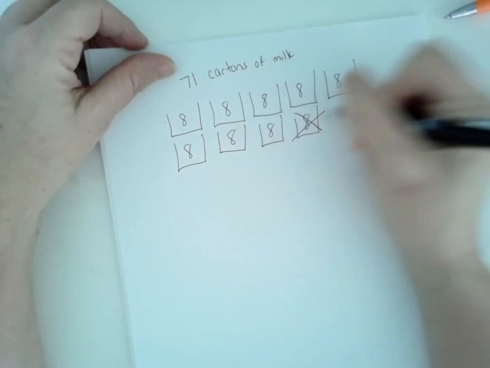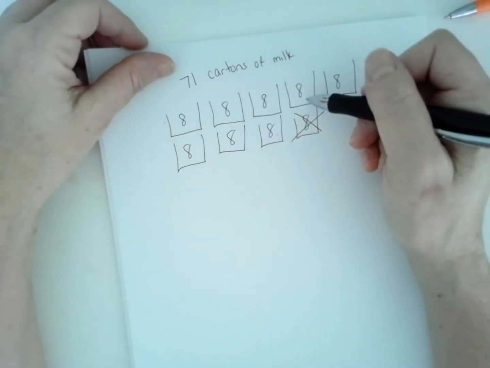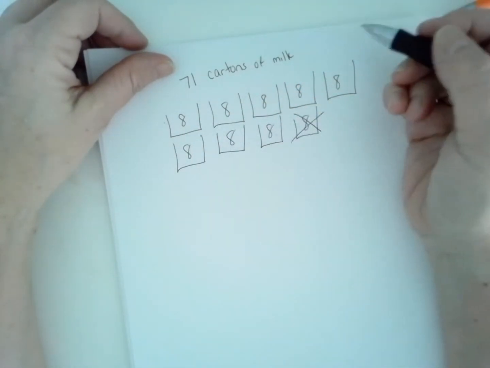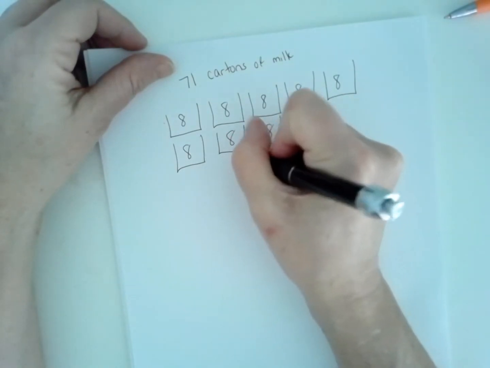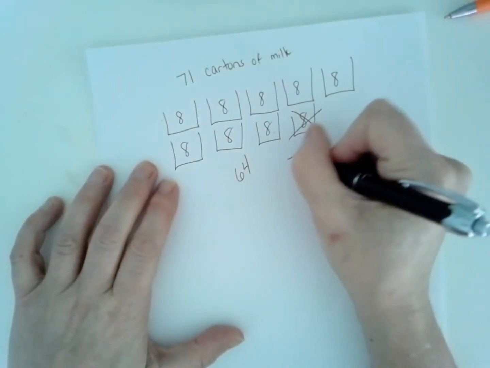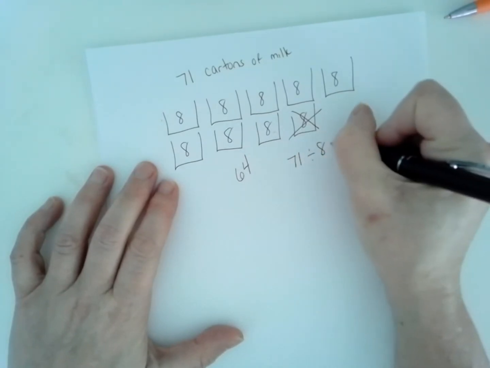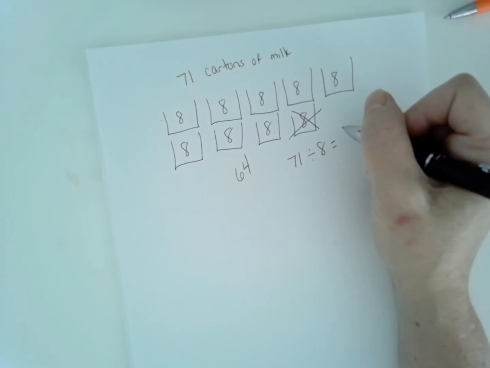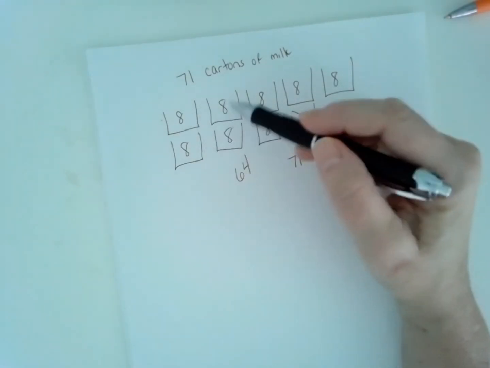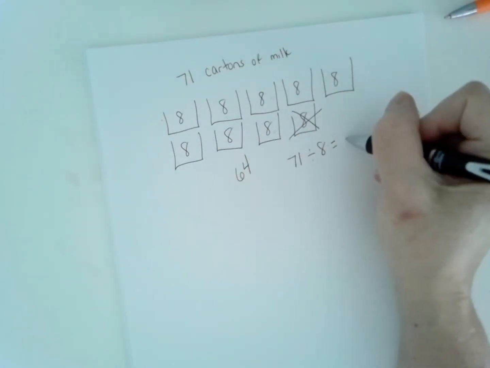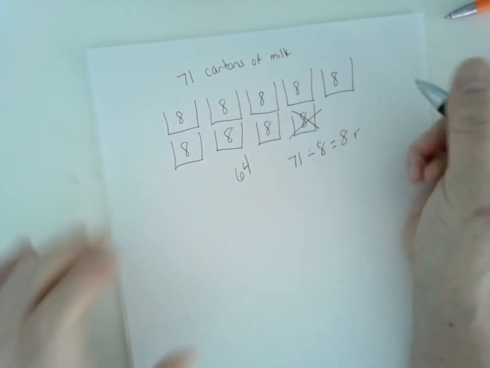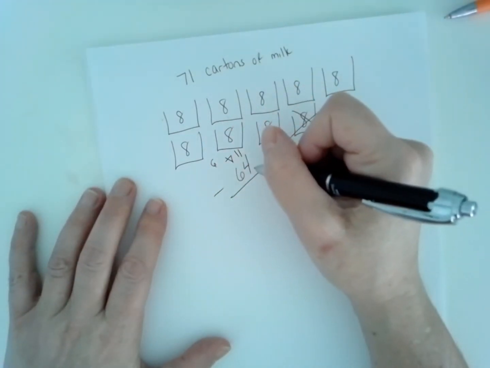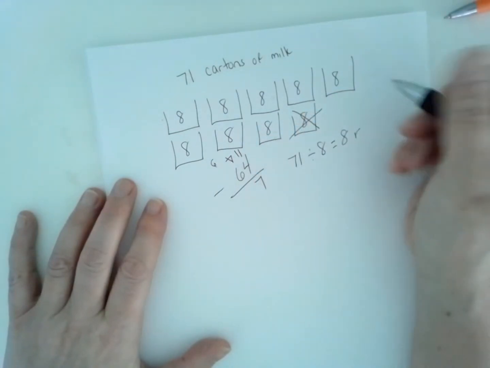That's too many. 7 times 8. 8 times 8. 1, 2, 3, 4, 5, 6, 7, 8. 8 times 8 is 64. So 71 divided by 8 equals 8, with a remainder, 71 minus 64, remainder of 7.